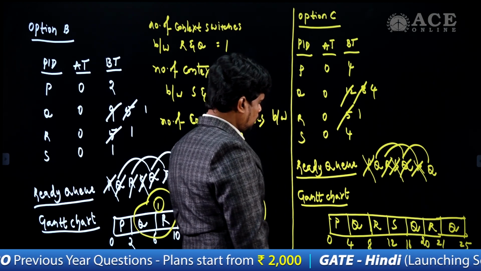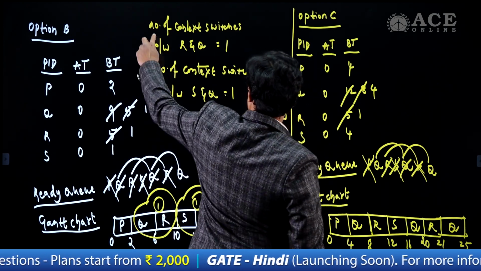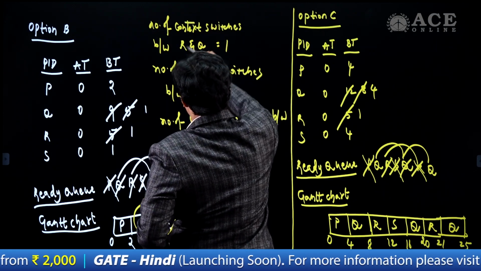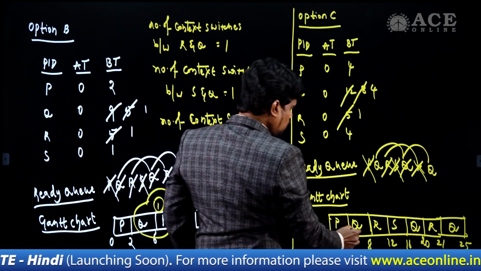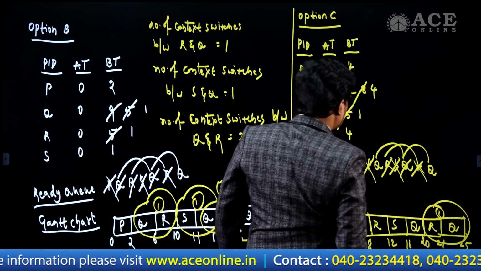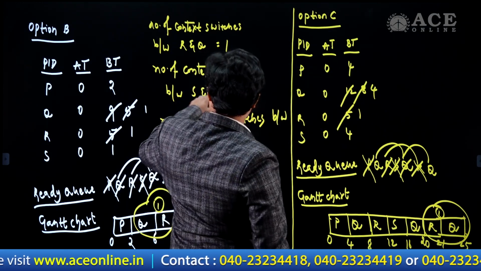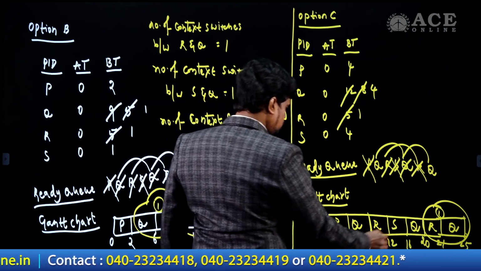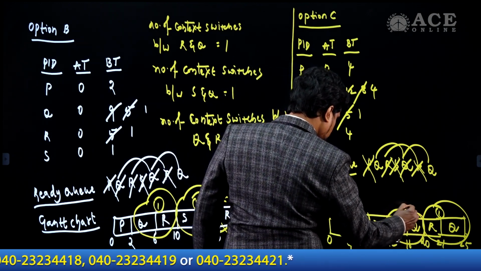So now look at the number of context switches. According to the question, the number of context switches between R and Q is 1. Between R and Q, it is 1. Next, the number of context switches between S and Q is 1. Between S and Q, you have only one context switch.